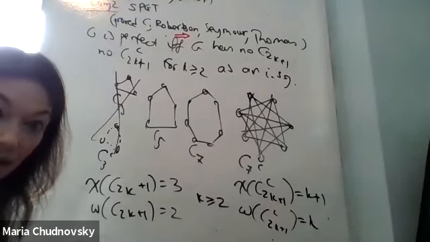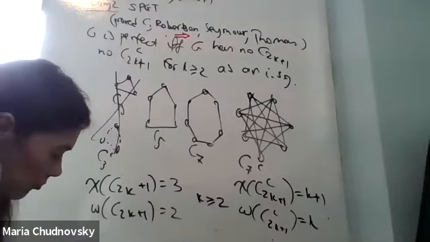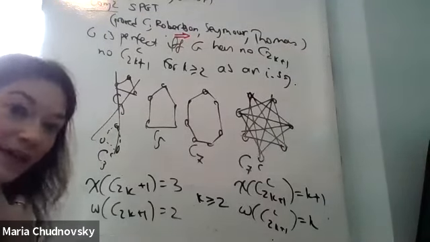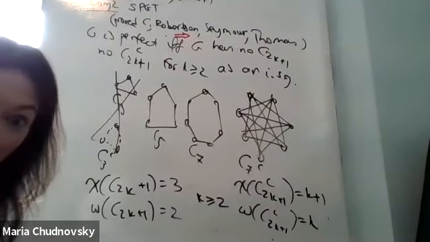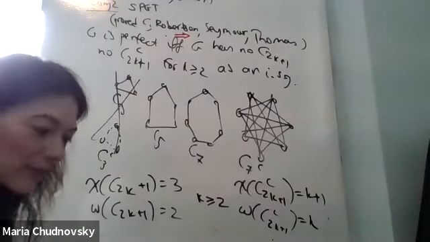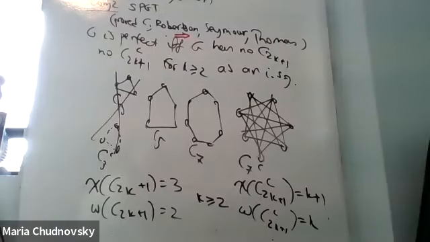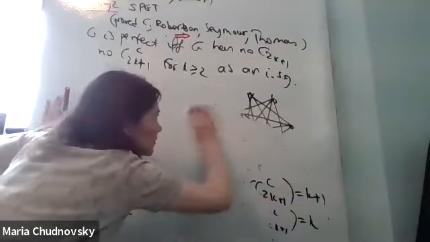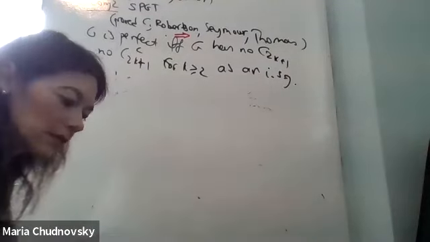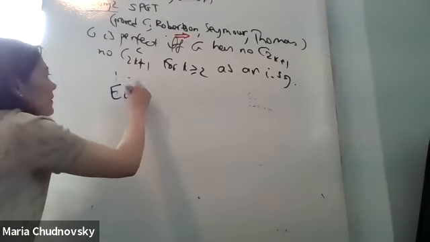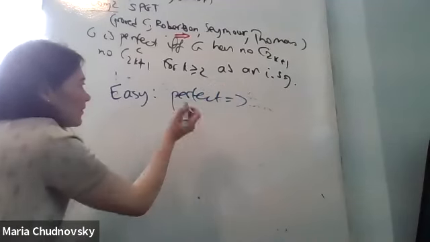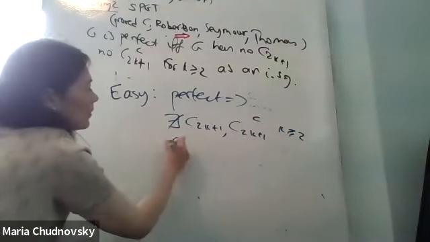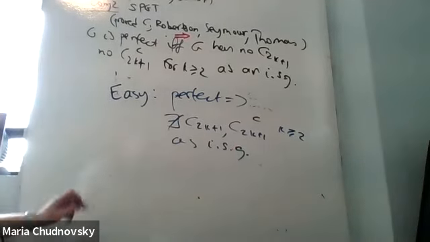And what Berge conjectured is that these examples that are not hard to think about are in fact the only obstructions to perfection. The only reason for a graph not to be perfect is that it contains one of these obstructions or one of those obstructions. And that's much harder. That's a 150-page proof, which I'm going to tell you something about. So this direction is easy. Write something down. Easy: perfect implies no C_{2k+1} and no C_{2k+1} complement, k at least 2, as induced subgraphs.